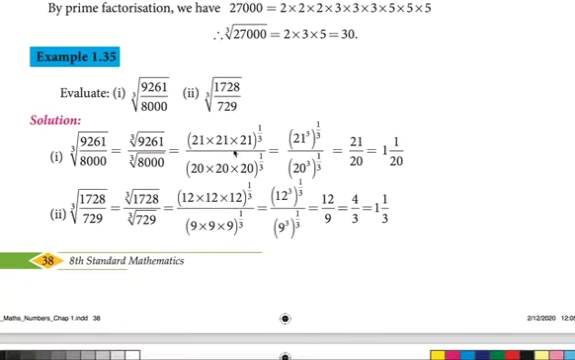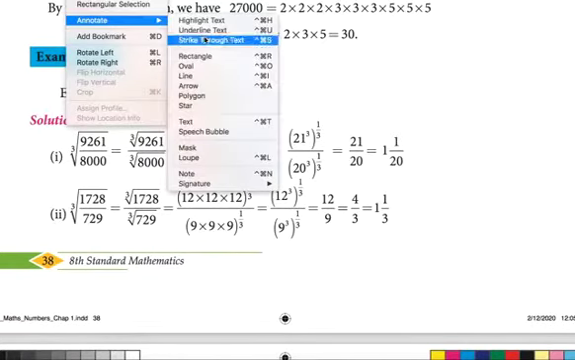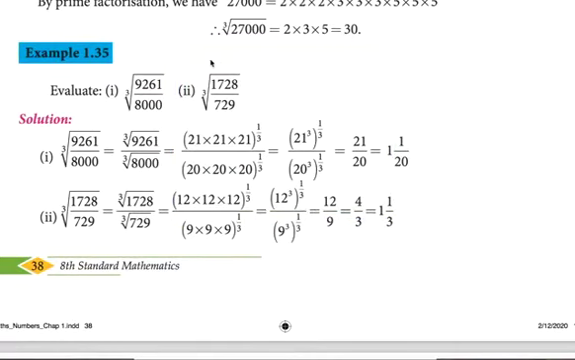How to evaluate? This is the way: using only prime factorization. How to do prime factorization, I will show you. I will write it here, where this space may be sufficient for us to write whatever we want. I will do it for 9261.